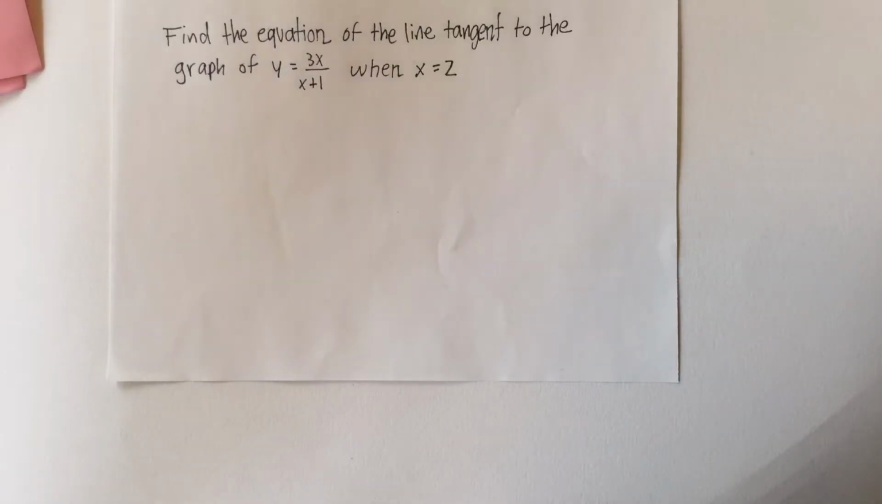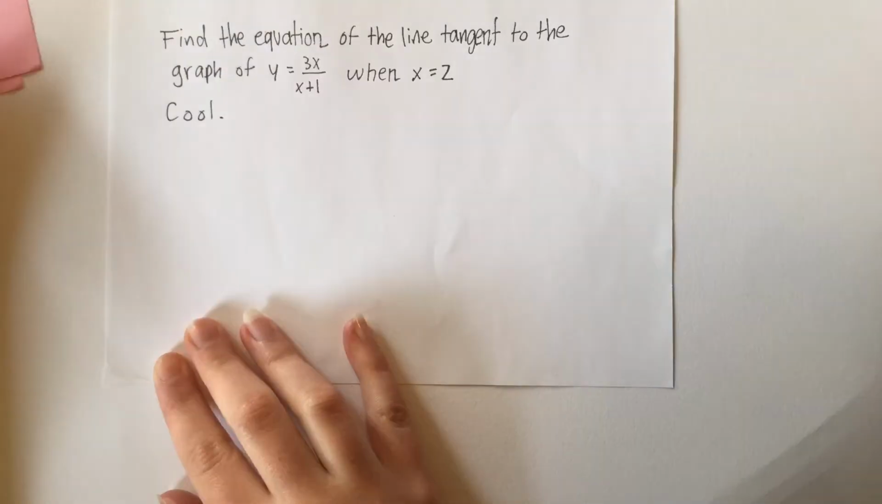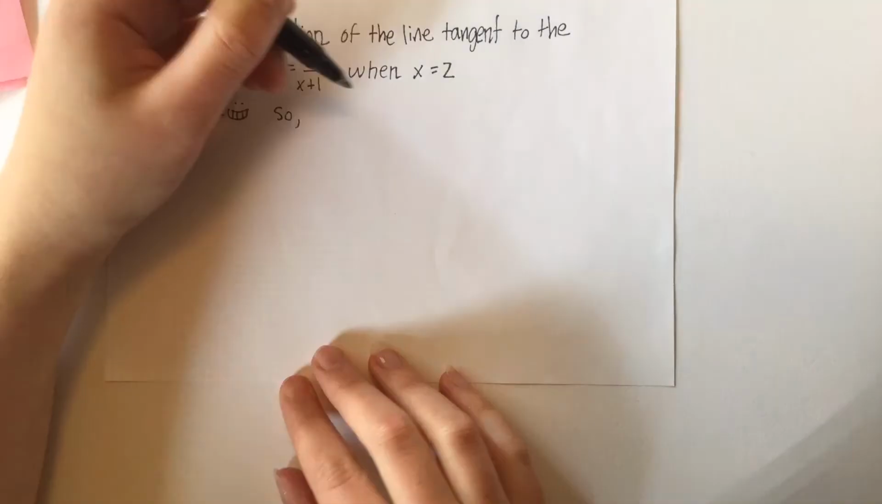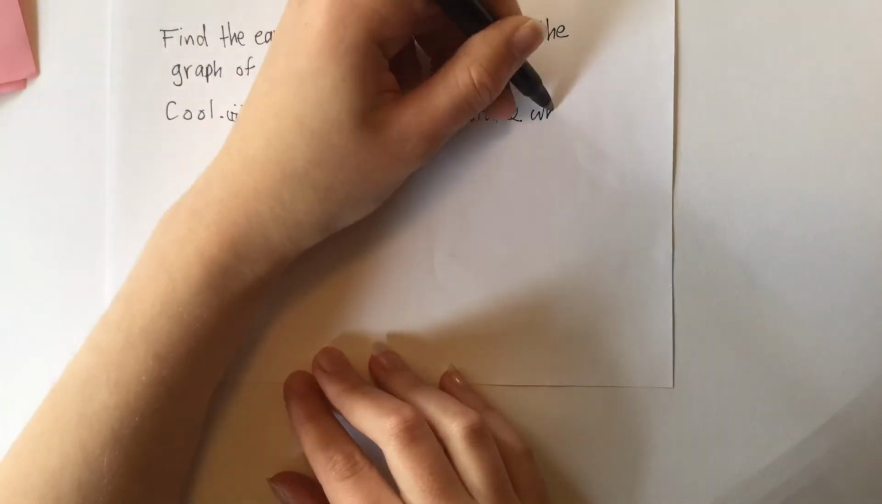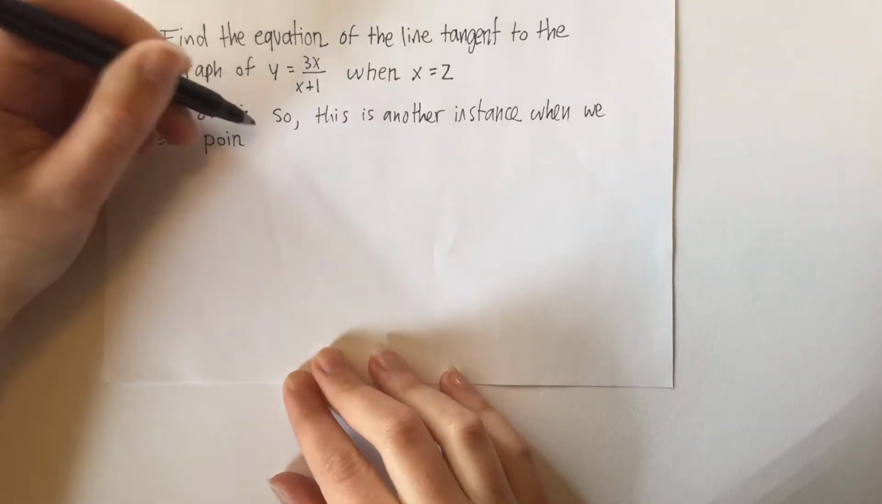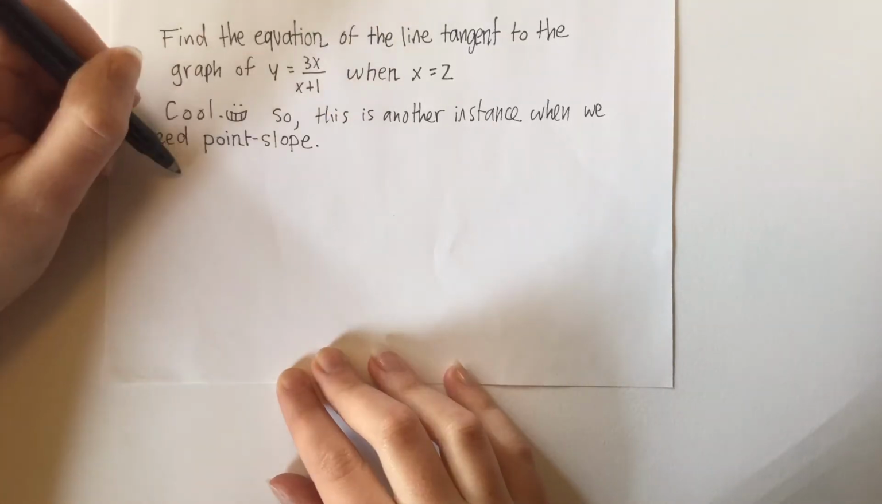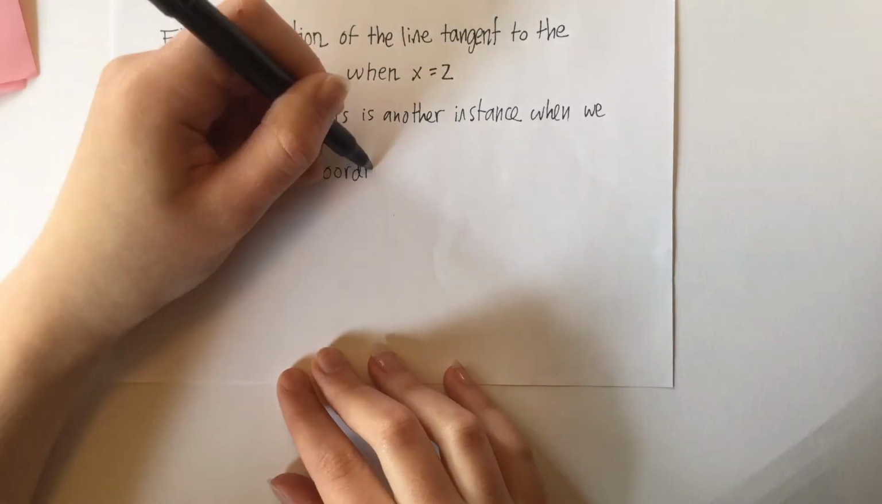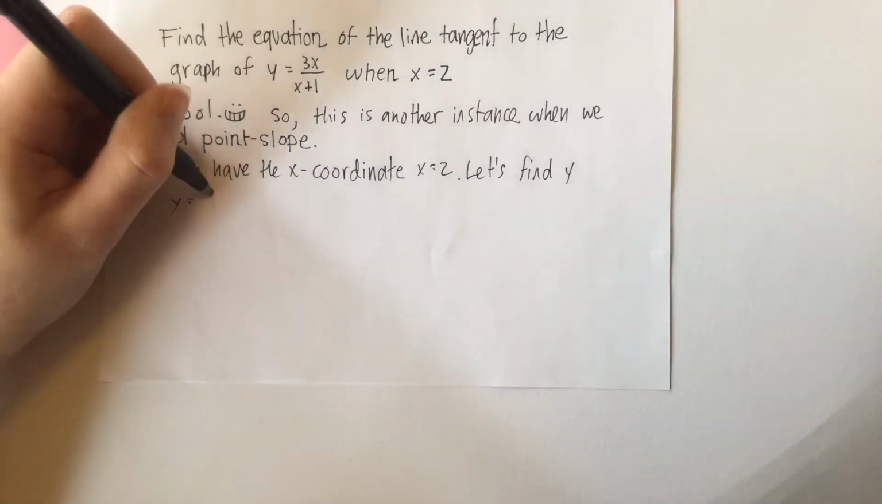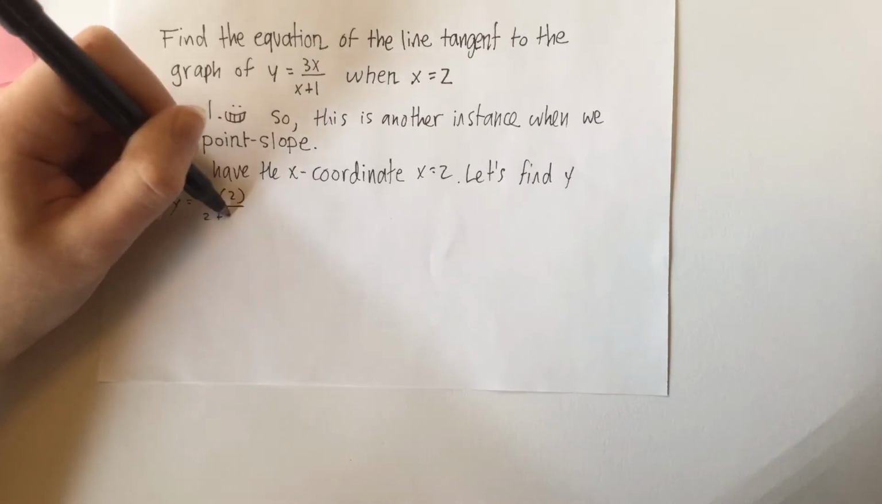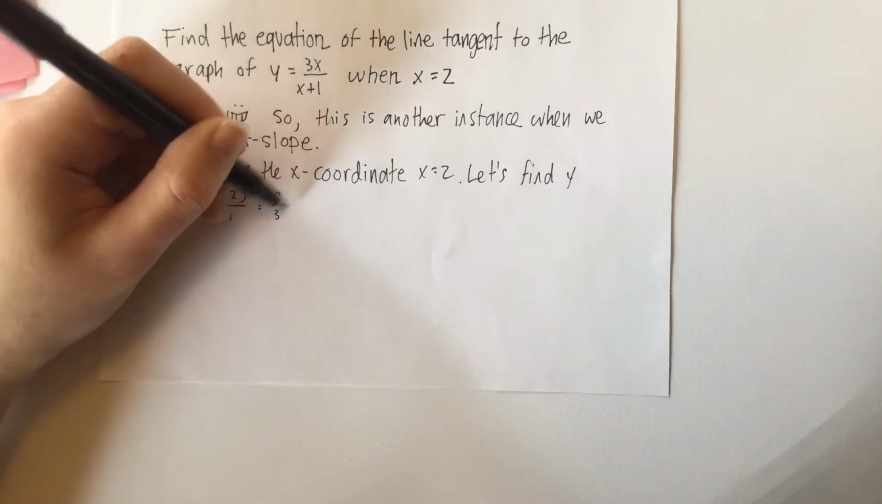Okay, cool. So we need to use point slope here because we're finding the equation of a line. And in order to use point slope, we need an x coordinate and a slope. So we already have that x value. It's x equals 2. It was given in the question. So I plugged 2 in for x in the original equation and got 2 as our y value. So now we have our full coordinate, (2, 2).